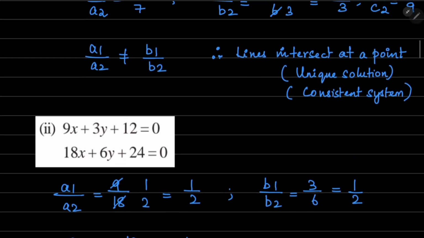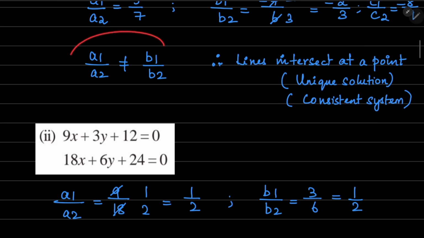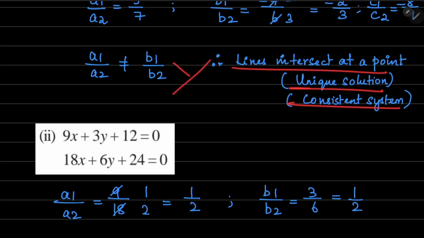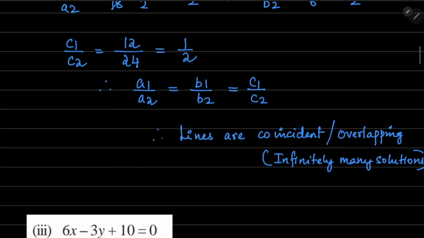Let me repeat it again. The first scenario, whenever you have a1 by a2 not equal to b1 by b2, it has a unique solution, the system is consistent, and the lines will intersect at one point. It will be like this. In the second scenario, wherein a1 by a2 is equal to b1 by b2, that's also equal to c1 by c2, the lines will overlap, or they are coincident over each other. It will have infinitely many solutions. And here also, the system is consistent. We can also say that the system is dependent, each equation is dependent on the other.